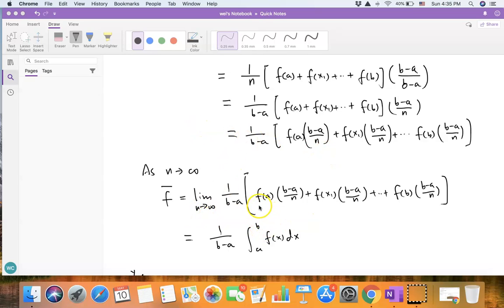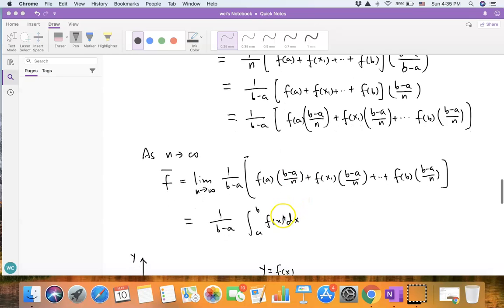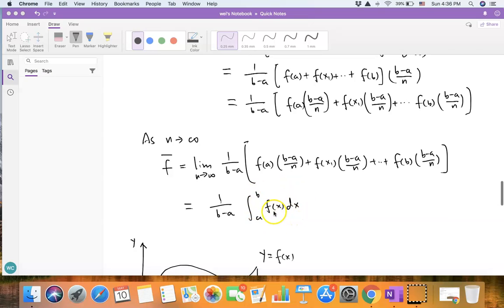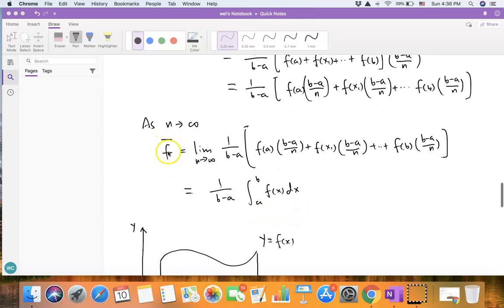So what we have in the bracket will be a Riemann sum. In this Riemann sum, (b minus a) over n is our delta x. And in the previous lecture, we said that the limit of this Riemann sum can be represented by this symbol, the integral from a to b of f(x) dx. So that's why the average value of the function equals this definite integral multiplied by 1 over b minus a.